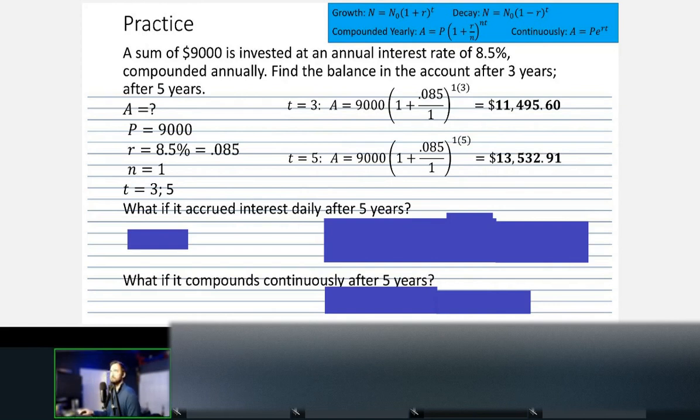All right, everyone, go ahead and find the answer for what if it accrues interest daily after 5 years. So I want you to calculate that balance if you accrue interest daily instead of yearly. And give me a green check when you finish that part.